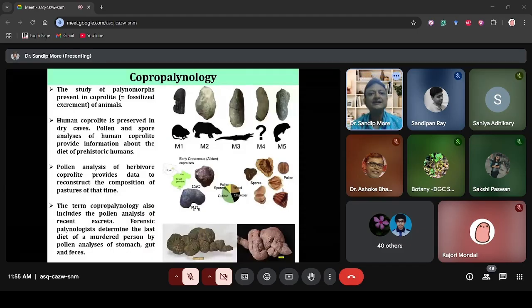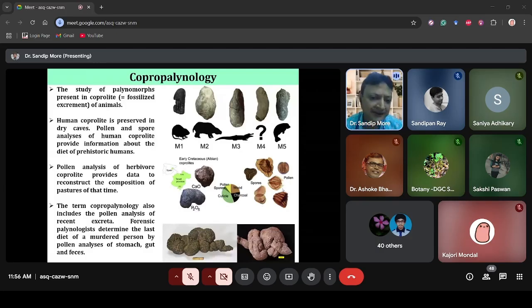Coprolite is the fossilized animal excretion, animal dung, which got fossilized. We call it coprolite. And if we study pollen grains from the fossilized coprolite, we are able to tell precisely the diet of the ancient animals, which were herbivorous.